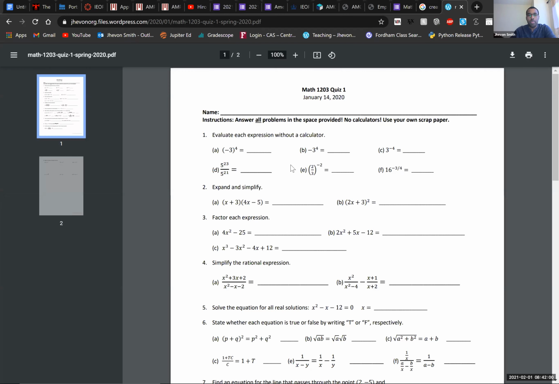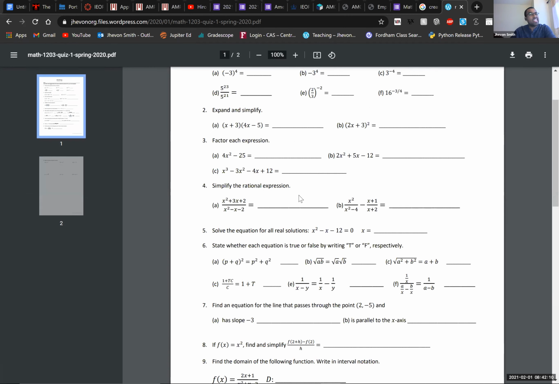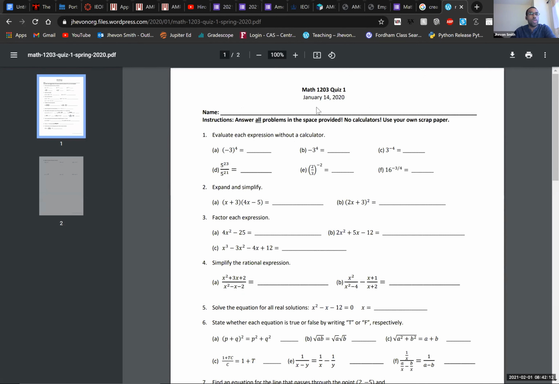These are the old ones that I gave on paper, so you can fill in the blanks here. Fill in the blanks with what you think the answers are. I think normally for this first quiz, this one you see, I gave it in January, pretty much about a year ago.